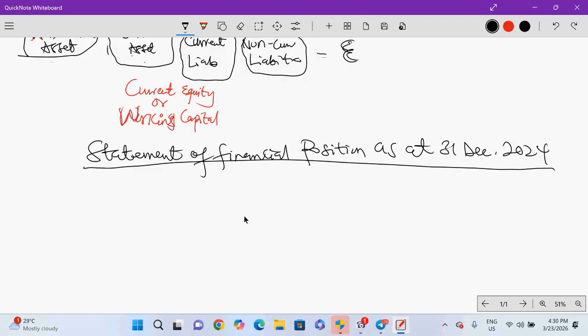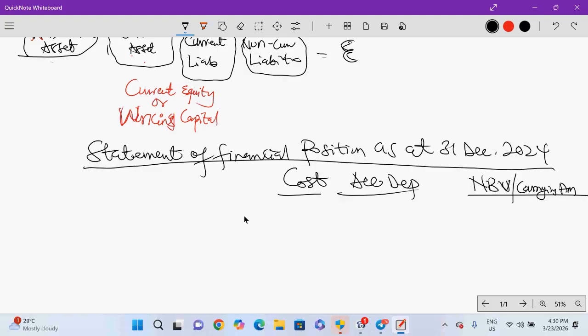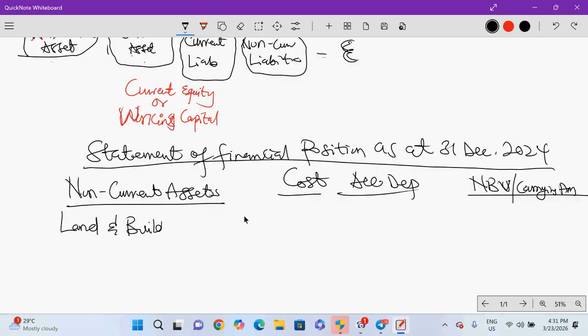So let's quickly look at that. Let's look at the statement. So we have cost, accumulated depreciation, and the net book value or the carrying amount. Net book value or carrying amount. So what are the non-current assets? Land and building. So we have land and building. We have the cost.